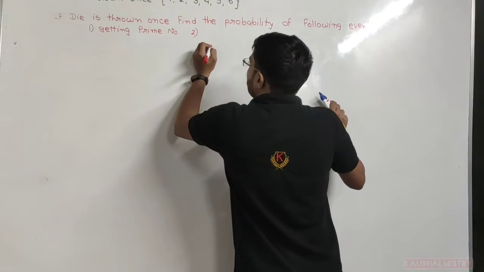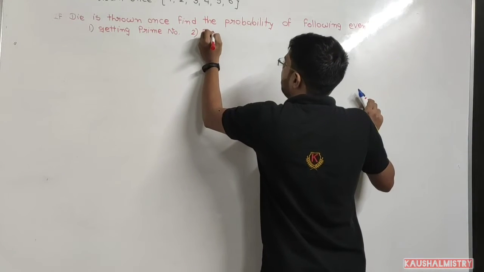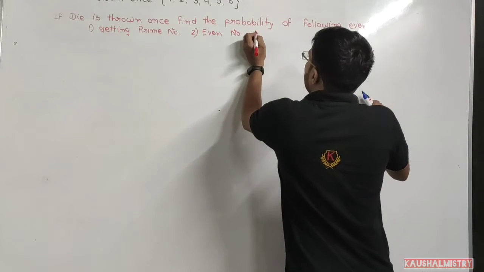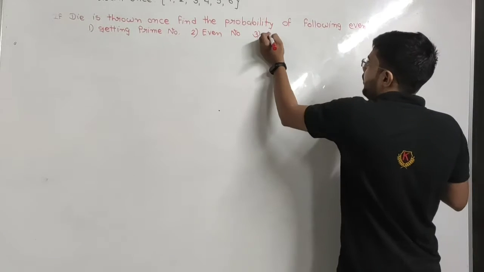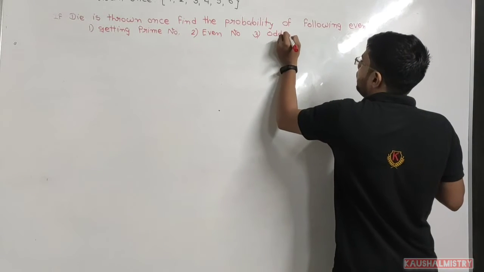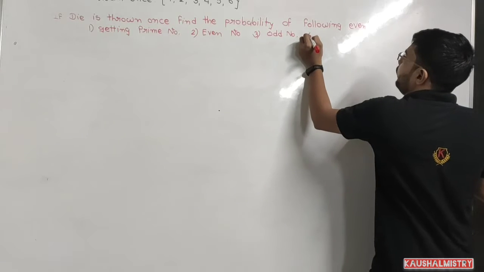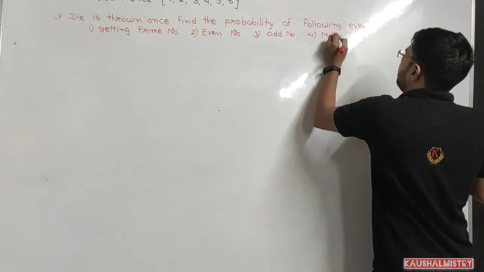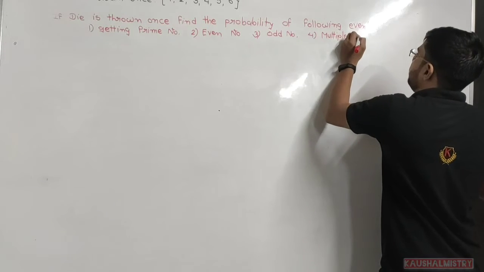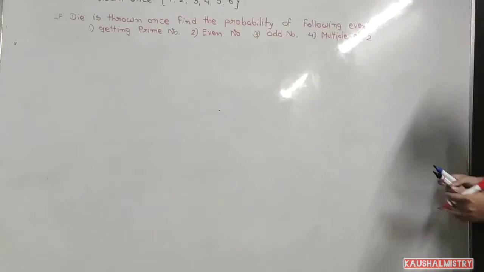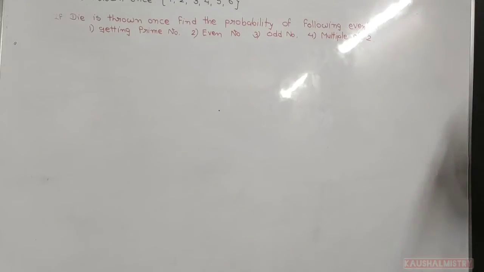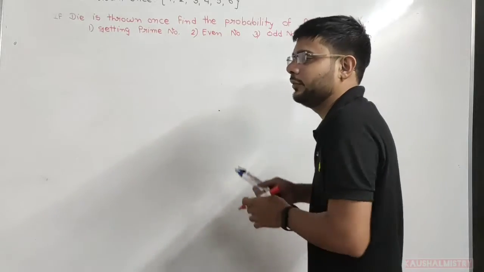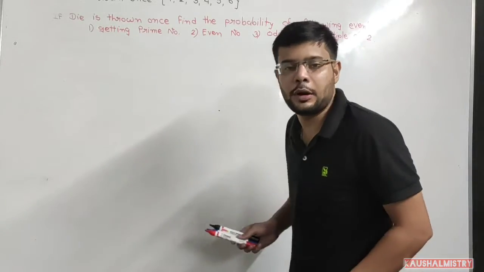Second, even number. Third, odd number. Fourth, multiple of 2, right? This will be an extra question, and this is from the theoretical approach, not the experimental approach, but we will discuss it because this is the base of standard 10 probability.